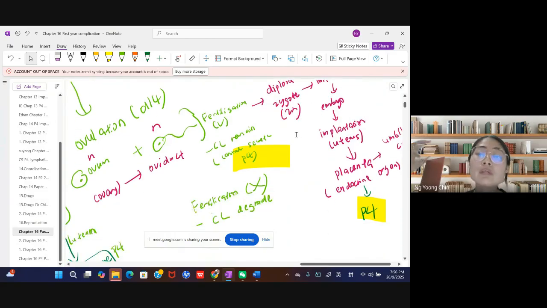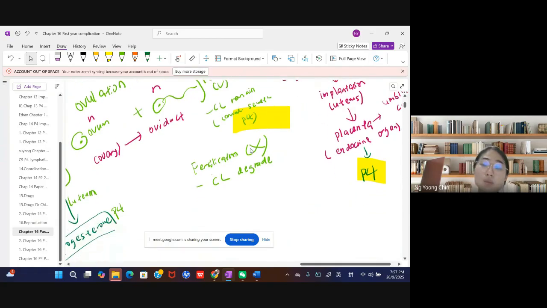So there's no implantation of the embryo on the uterus lining. That's why there's no need to maintain the thickness of the uterus lining. So that's why the corpus luteum will degrade.